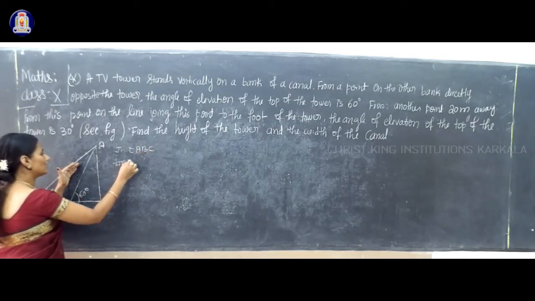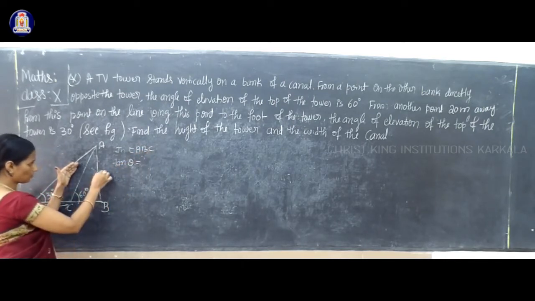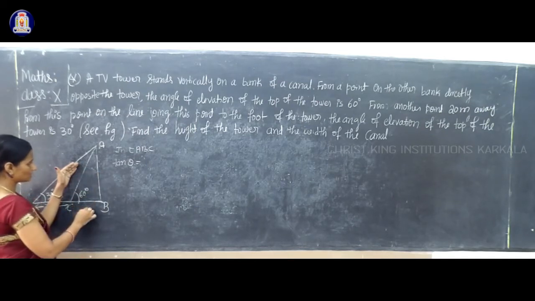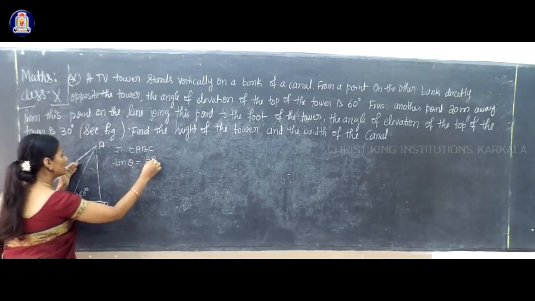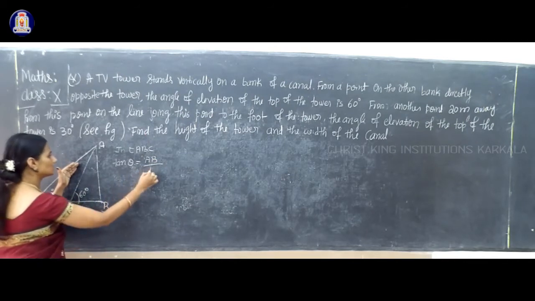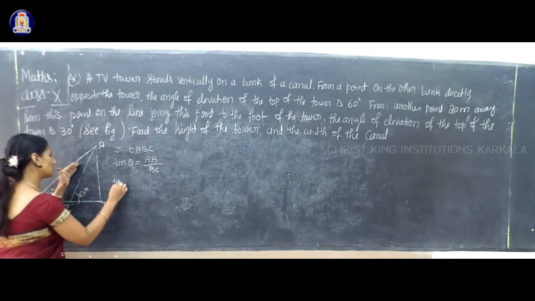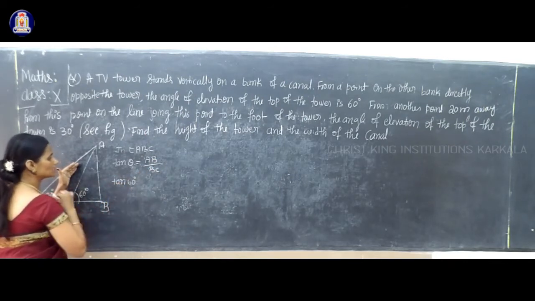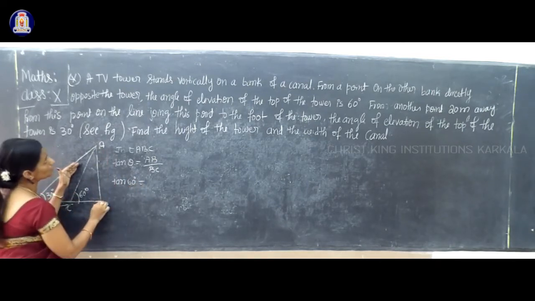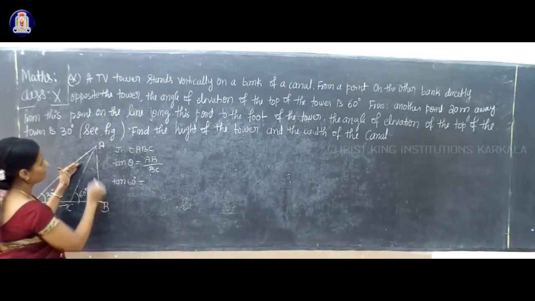So in the triangle ABC, tan theta is equal. This is the opposite side, hypotenuse side and adjacent side. So which is the opposite side? AB divided by adjacent side BC. So that is tan theta. Theta is how much here? 60 degree. AB is not given, correct? AB is not given.